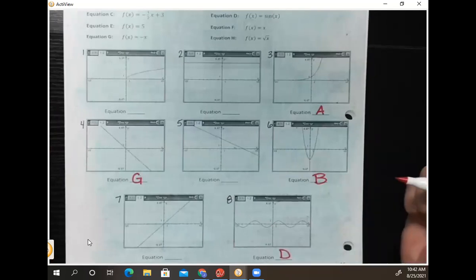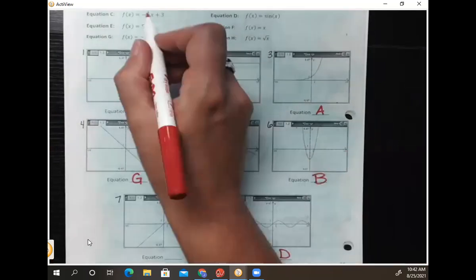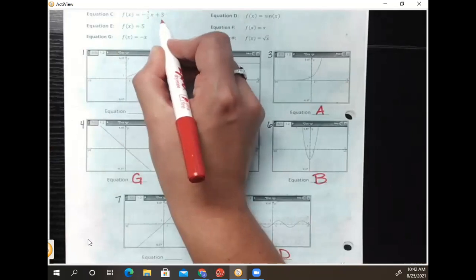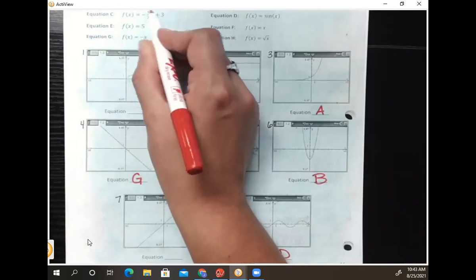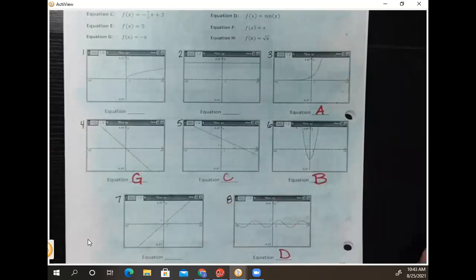Which of these graphs is the graph of equation C? 5, graph of equation C. This is a linear equation in y equals mx plus b form. I know my y-intercept should be 3. I have a slope of -0.5. That matches what we see here with graph 5.